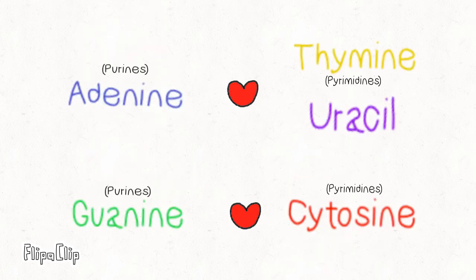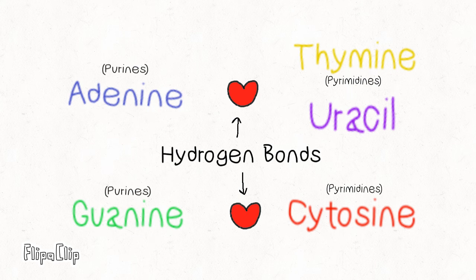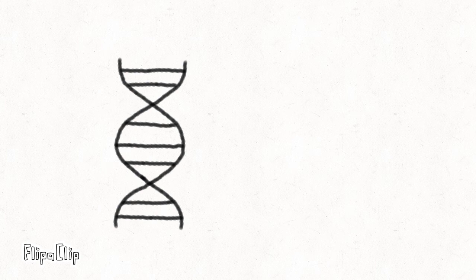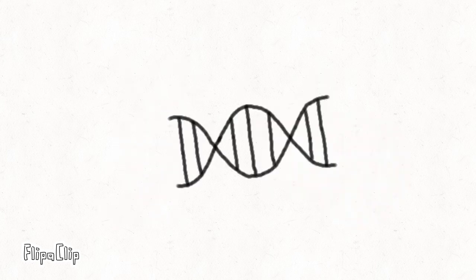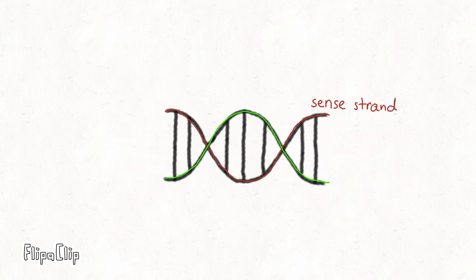All of the bonds made by nitrogenous bases are hydrogen bonds. We've been talking a lot about these 2 strands of DNA, and yes, they have names. There is the sense strand and the antisense strand. The sense strand is the strand that is used in the transcription process, which is covered later. The antisense strand is complementary to the sense strand. These 2 strands are anti-parallel.